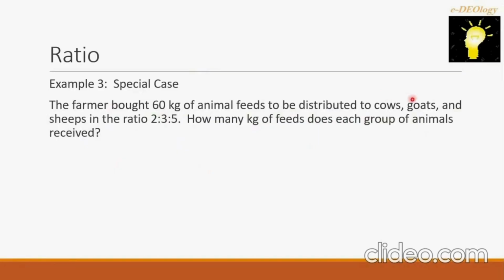The way the groups of animals are listed here corresponds to the ratio. The cows are listed first, so they correspond to the number 2 in the ratio. The goats are in the middle, so the number 3 is for the goats. And the last is the sheep, so the number 5 corresponds to the sheep. First, let us compute the cows' share, the first group in the list.